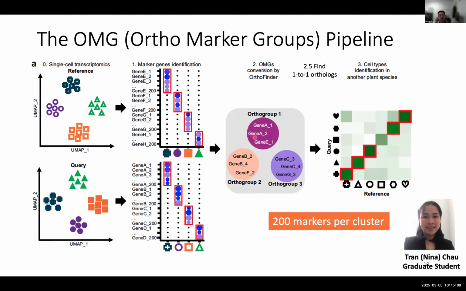And then typically what we do is we first use this program called OrthoFinder to generate ortholog groups. And then we find the one-to-one ortholog genes. And then we do this statistical test. But the insight from Nina's work, after many failed attempts to identify the real best one-to-one ortholog genes, is actually just to get rid of this step. We are not counting one-to-one ortholog genes. We are counting this ortholog group.